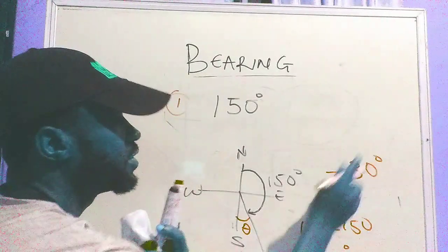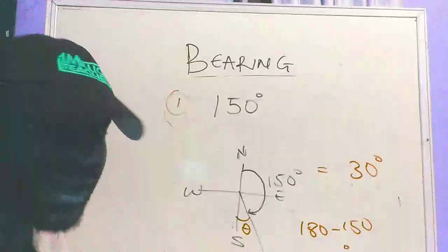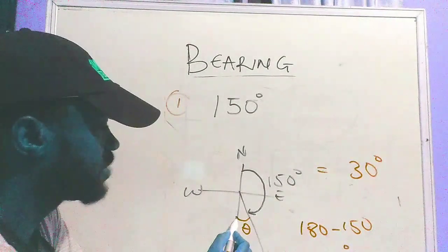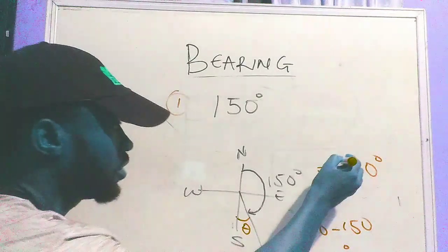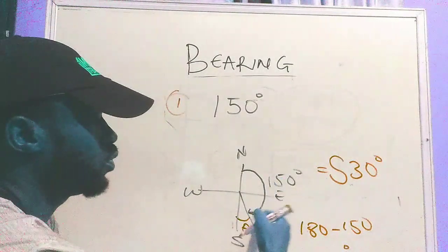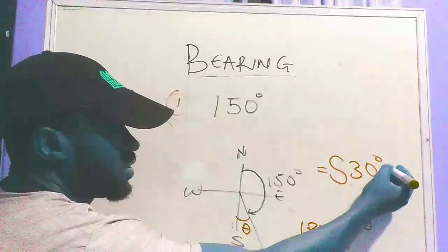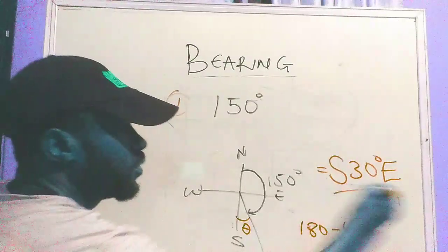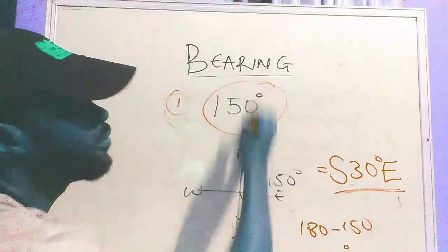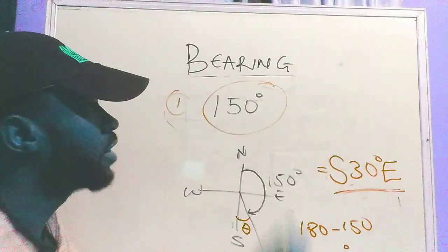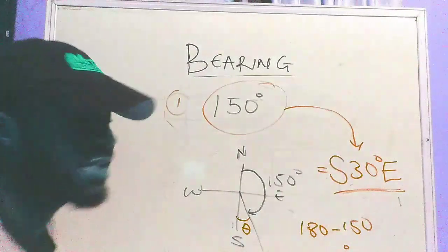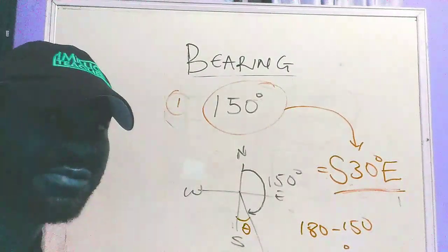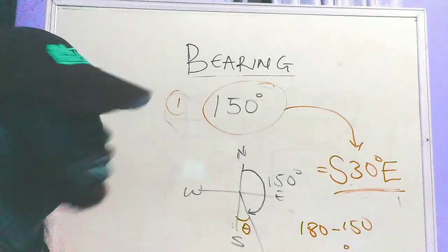Now again, you don't leave your answer like this because compass bearing makes use of the cardinal points. So this means we start from the south, so we are going to have south and we are moving towards the west, and that is south 30 degrees. Sorry, we are moving towards the east. That is south 30 degrees east. So which means that 150 degrees in three-figure bearing is the same thing as south 30 degrees east. So this is how to convert from three-figure bearing to compass bearing.